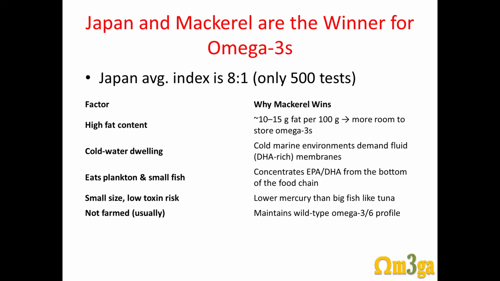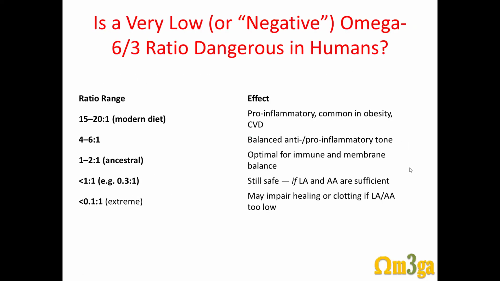So basically the winner in the world is Japan at 8-1, but we only have 500 tests in our group here in our testing. I'm sure there's more, but the reason is that they eat a lot of mackerel. It has a very high fat content and it's very concentrated in EPA, DHA. It comes out of the northern oceans. And it's a very good fish to eat. I actually love it. So the rest of the world, we know that 24-1 up to 40, 50-1.